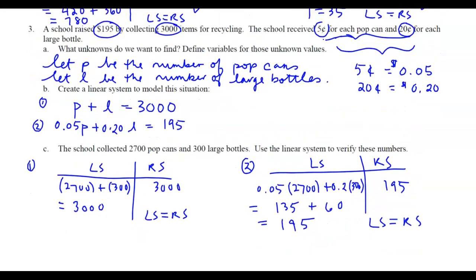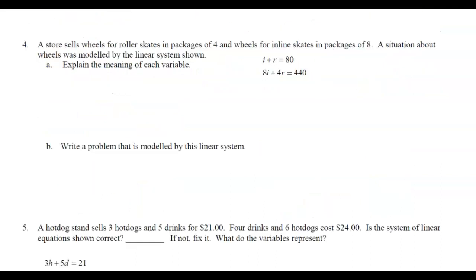Okay. So then turn over the page to the next. Okay, so this next example gives the equations. All right, so it says a store sells wheels for roller skates in packages of 4 and wheels for inline skates in packages of 8. A situation about wheels was modeled by the linear system. So modeling equations that model something means it represents the situation using variables. So the two equations are up there. Explain the meaning of each variable. What do you think I represents? What do you think R represents? So sometimes we use letters that kind of represent the situation.